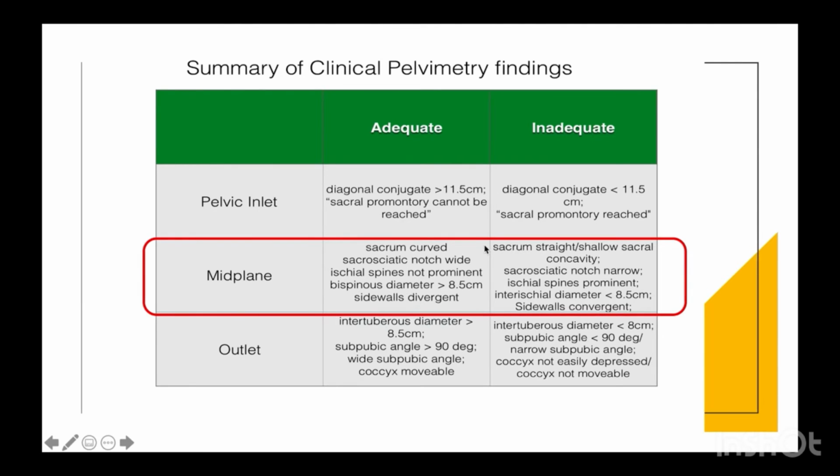If the midplane is inadequate, then we can report it as sacrum straight or shallow sacral concavity, sacrosciatic notch narrow, ischial spines prominent, interspinous diameter less than 8.5 centimeters, and the side walls are convergent.